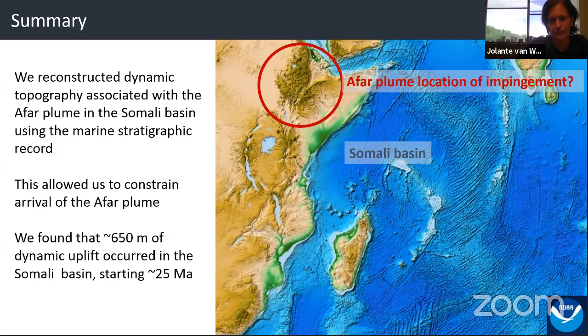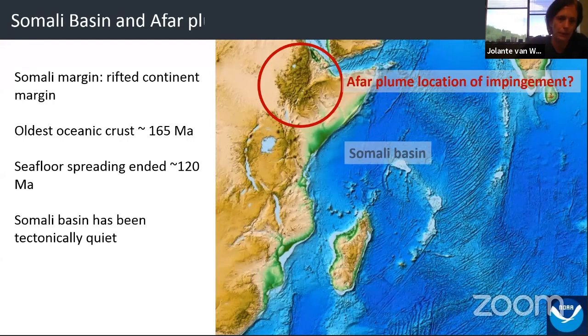By constructing this dynamic topography, we were able to estimate when the Afar plume arrived. What we found is that there was about 650 meters of dynamic topography in the Somali Basin associated with the Afar mantle plume. And this started around 25 million years ago, which marks the arrival of the Afar plume.